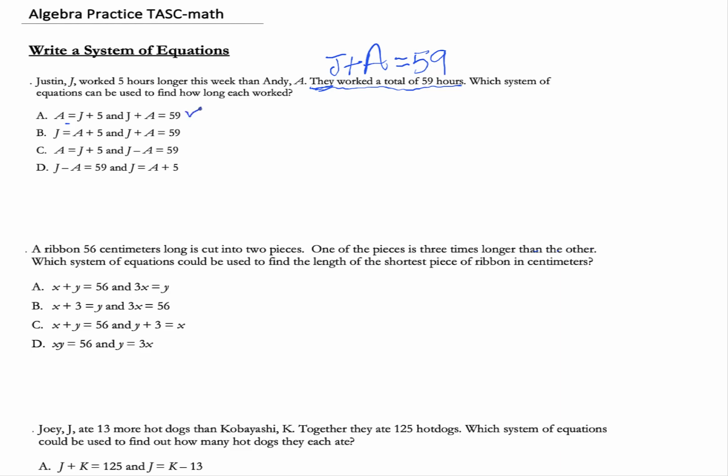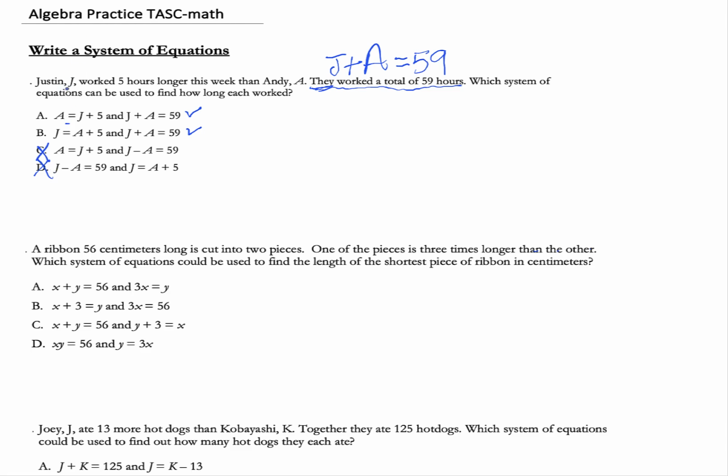Possible answer is A. Possible answer is B. This is J minus A, so let's eliminate. And this is J minus A, so you can eliminate. Now you have either A or B is your answer.